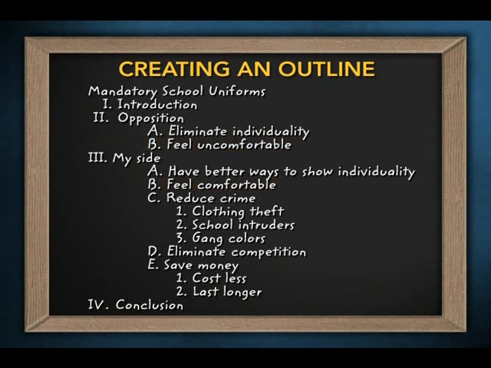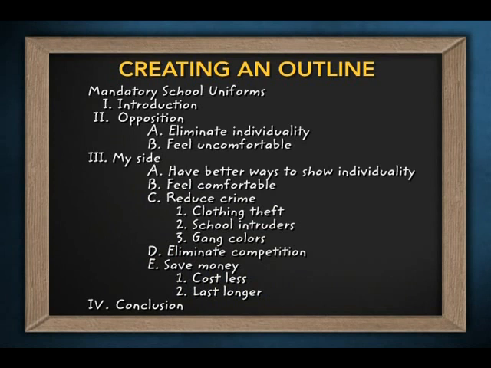Now I bring in the other points that I have, which are C, D, and E. C, they reduce crime. D, they eliminate competition. E, they save money. Notice that under C, I have 3 details. I have none under D, and I have 2 under E. That's fine. I'm perfectly parallel because I have at least 2 entries.